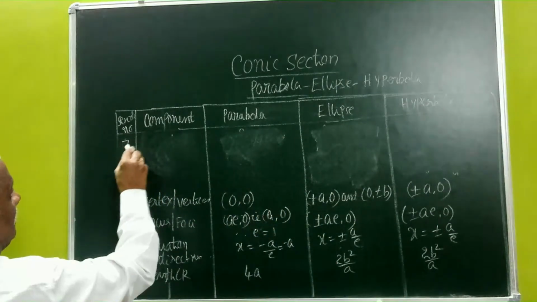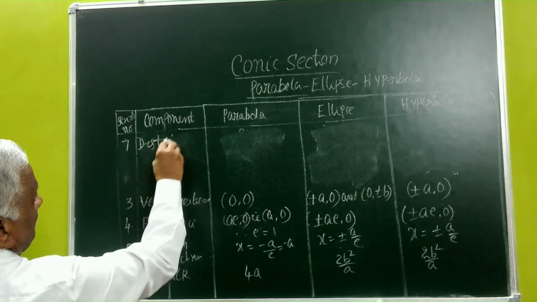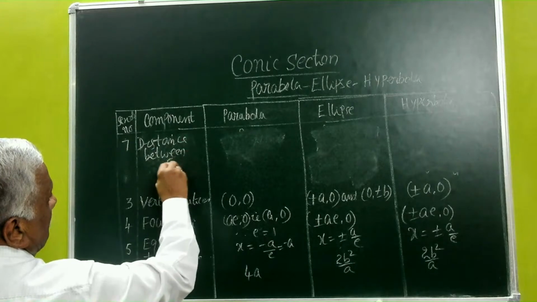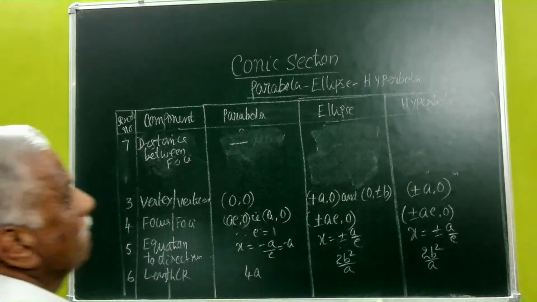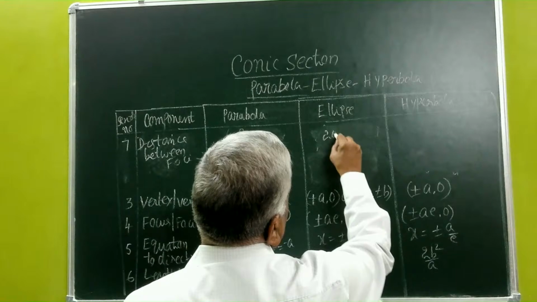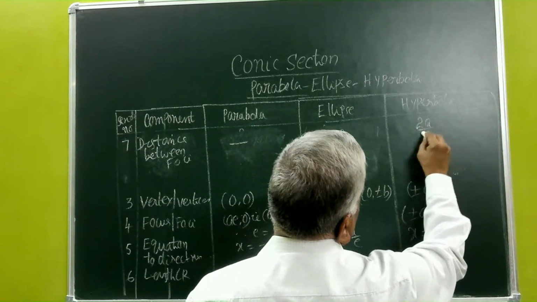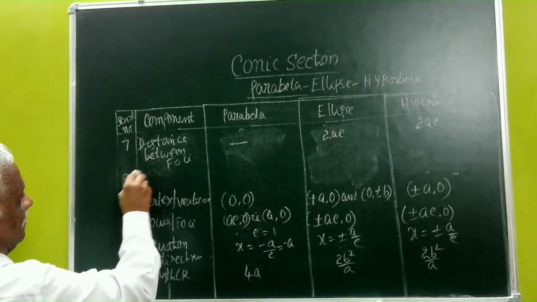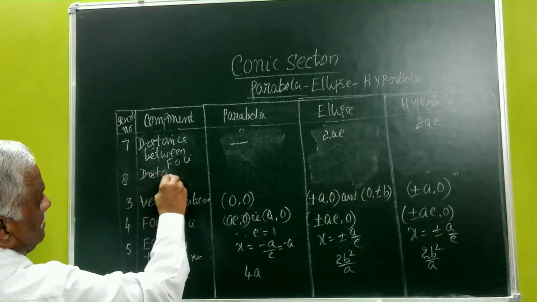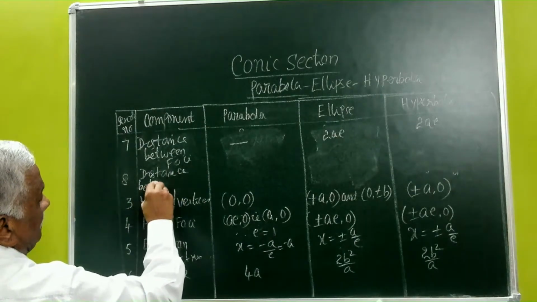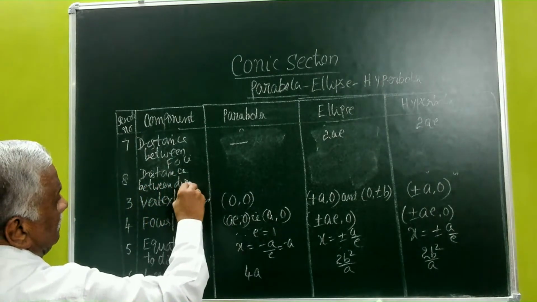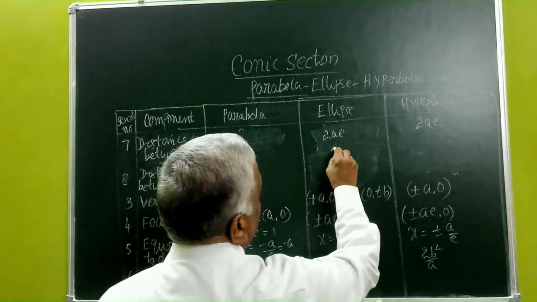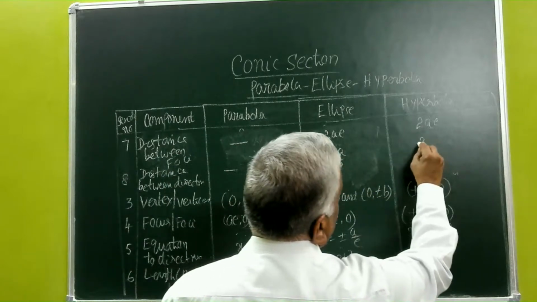Seventh one, distance between foci. Not applicable for parabola. This is 2ae. This also 2ae. Next, distance between directrices. Not applicable. 2a by e. And this also 2a by e.